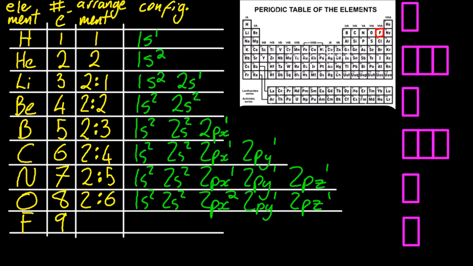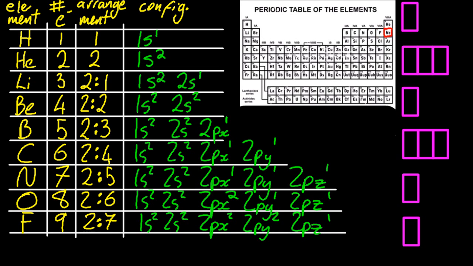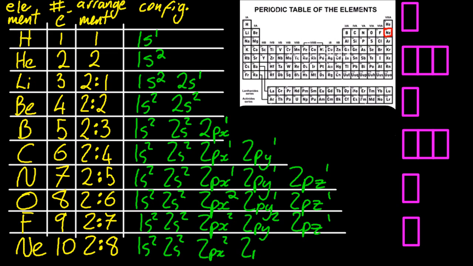Fluorine, 2 and 7. And again, the electrons start to pair up. The 2PY now has 2 electrons. And the P's will be full when neon is completed here. 2PX2, 2PY2, 2PZ2.